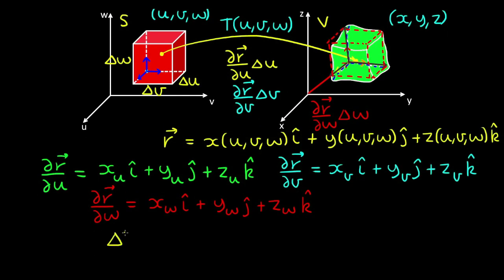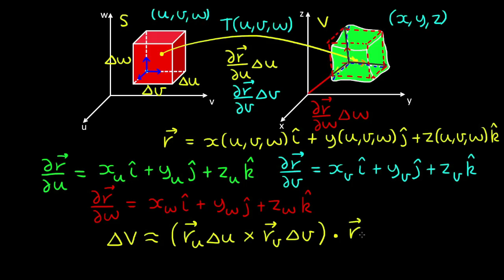So what we have is the volume of the small element is approximately the cross product between these two tangent vectors. So we have the partial of r with respect to u by delta u crossed with the partial of r with respect to v by delta v, and then taking the dot product with that third tangent vector being the partial of r with respect to w by delta w gives our volume approximation of the arbitrary element as a parallelepiped. And then using the properties of the cross product and the dot product, we can factor out the scalars delta u, delta v, and delta w.